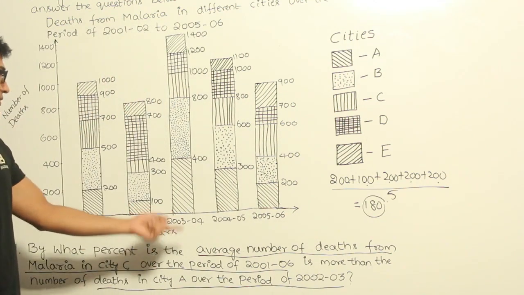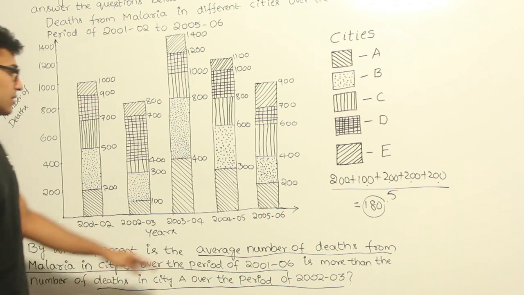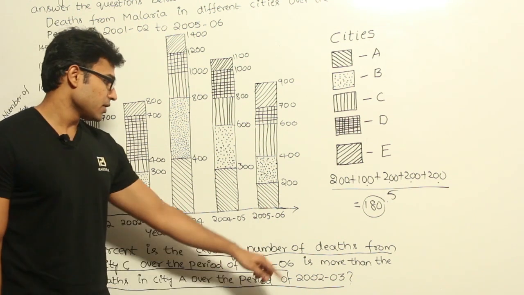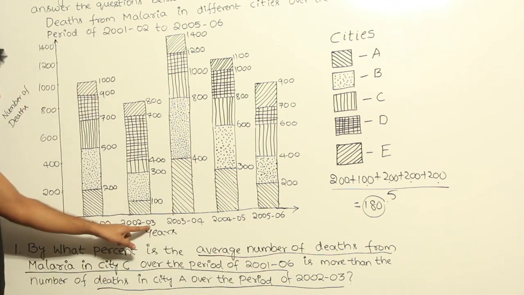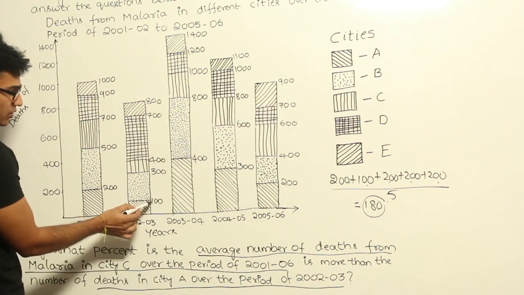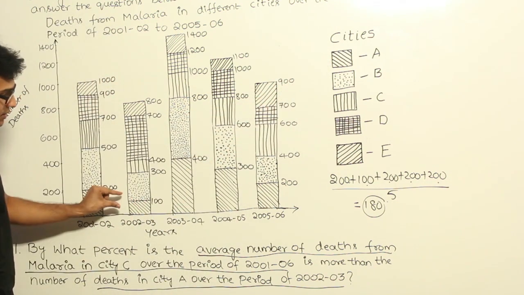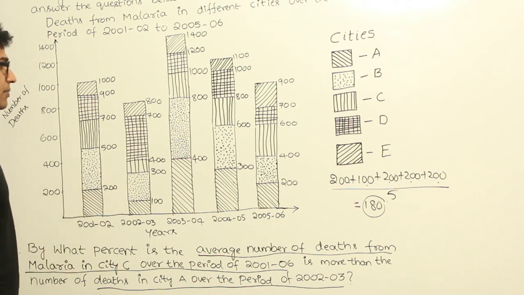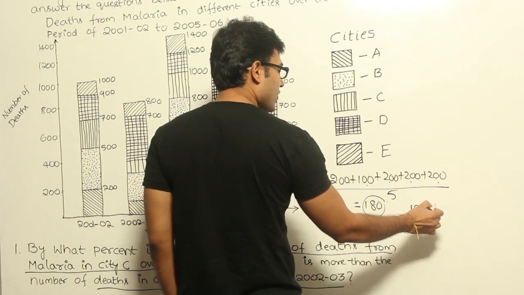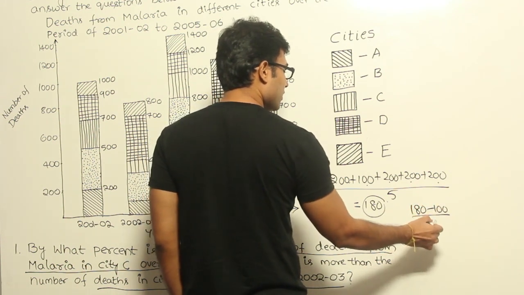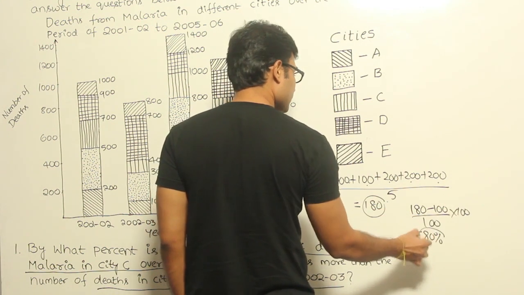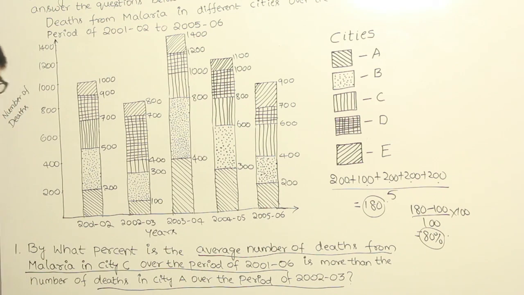Now by what percent is this average more than? We are comparing this value with some other value. What is that other value? City A over the period 2002 to 3. So 2002 to 3 is here, and city A is represented by this shade. Therefore this is the part we are interested in. It is 100. Therefore we are comparing this 180 with 100. In percentages, it is 180 minus 100 divided by 100 into 100. So it is going to be 80%. Got it? Okay.